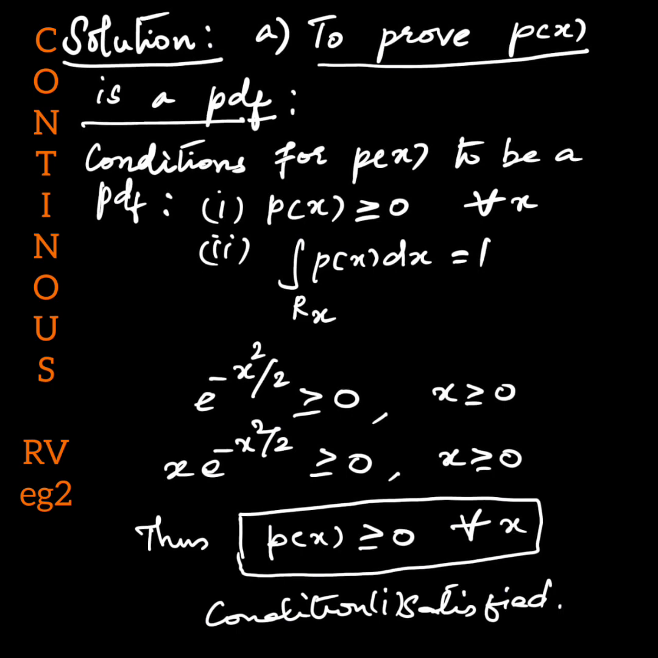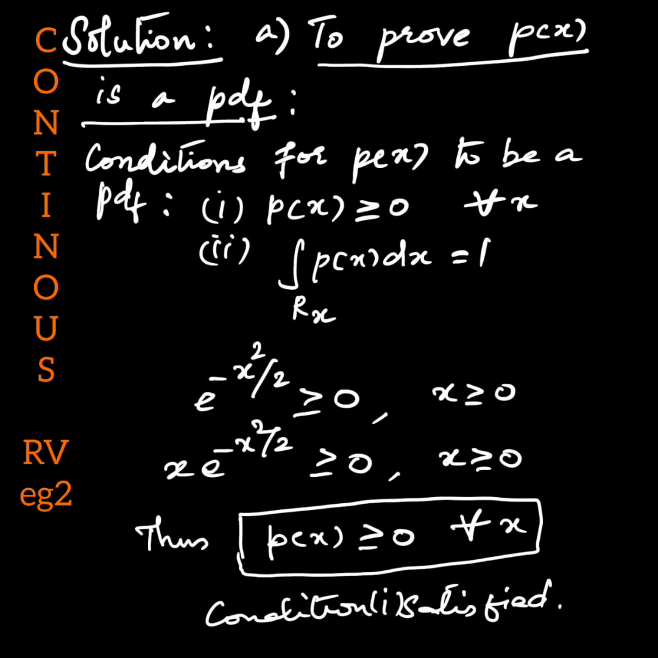First part is we have to prove the given function p of x is a PDF. To prove it is a PDF, we should check whether the two conditions are satisfied. Condition 1 is p of x should be greater than or equal to 0 for all x, and condition 2 is integral p of x dx over the region Rx equal to 1.